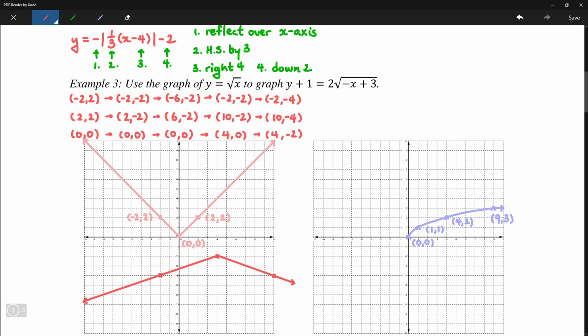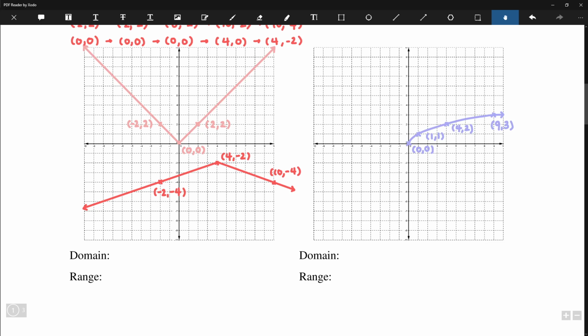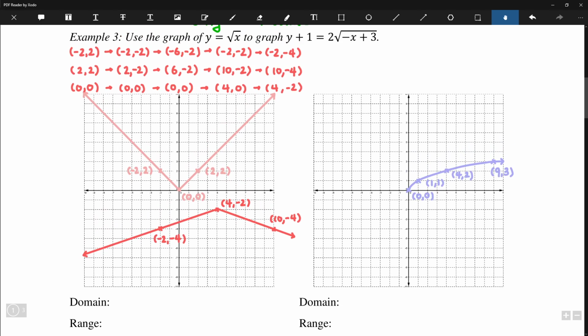Okay, it'd be nice to label some of the points as well. So here we have -2, -4. This is 4, -2. And finally 10, -4. Alrighty, let's look at the domain and range of the transformed function only. So since it is still an absolute value function, the domain is x is an element of the real numbers. Range, as we can see, y is less than or equal to -2.